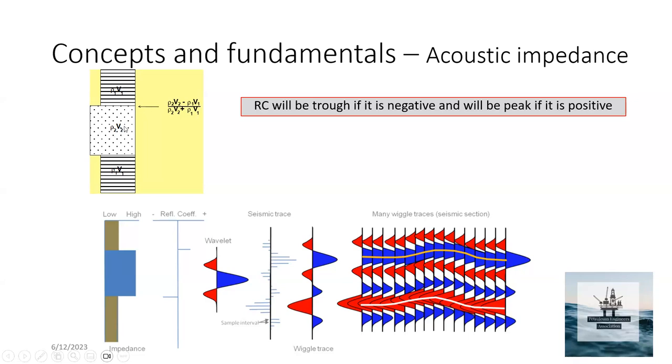So if we subtract 7 minus 10 here, it will be negative 3. And here the summation will be 13, for example. So in total, it will be a negative value, because here is smaller. The value of rho 2 V2 is less than the value of rho 1 V1. So whenever you have rho 2 V2 smaller than rho 1 V1, you will always have a negative value. When you have a negative value, the reflection coefficient will be a trough. This red is trough. When rho 2 V2 is greater than rho 1 V1, it will give you a positive value. It will give you a peak.